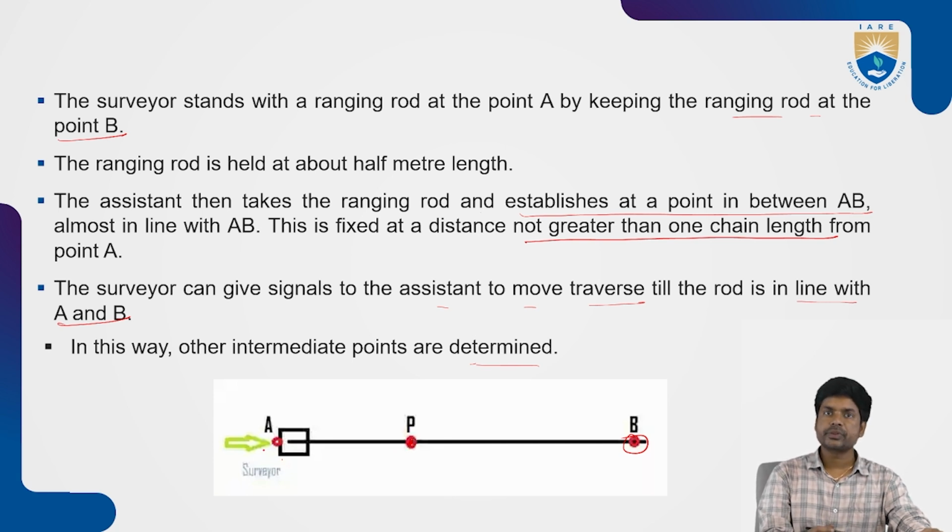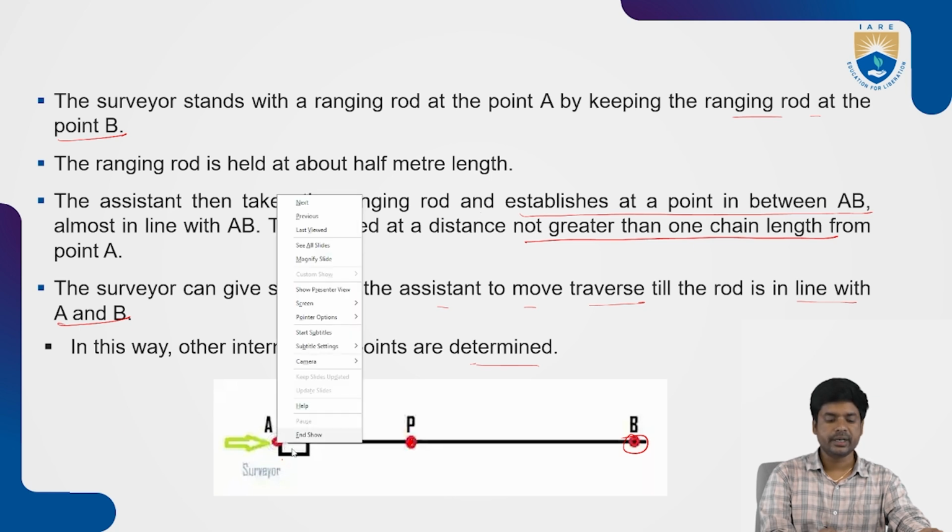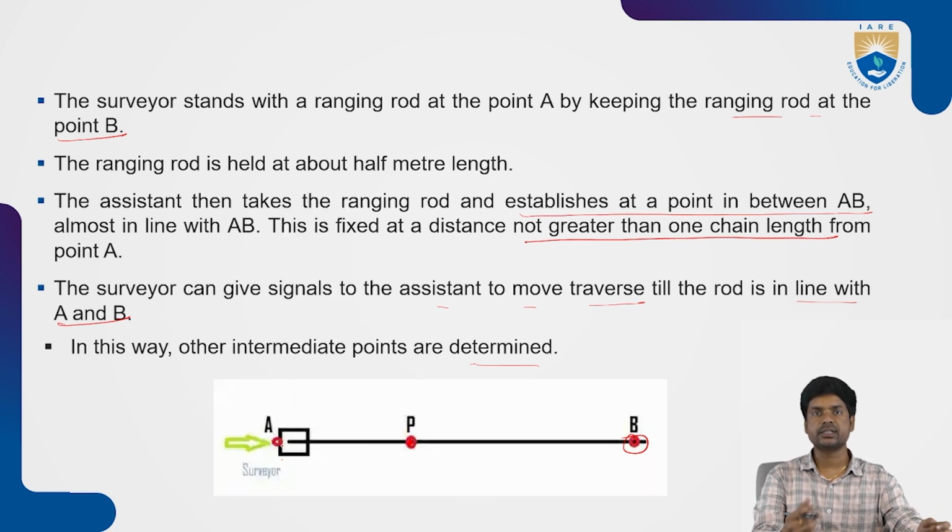So like this we are going to establish the intermediate points. First we have to take two endpoints A and B. At the two endpoints we are going to place two ranging rods. One ranging rod will be placed at point B and the other at endpoint A. We have to hold the ranging rod at a distance of less than half a meter.